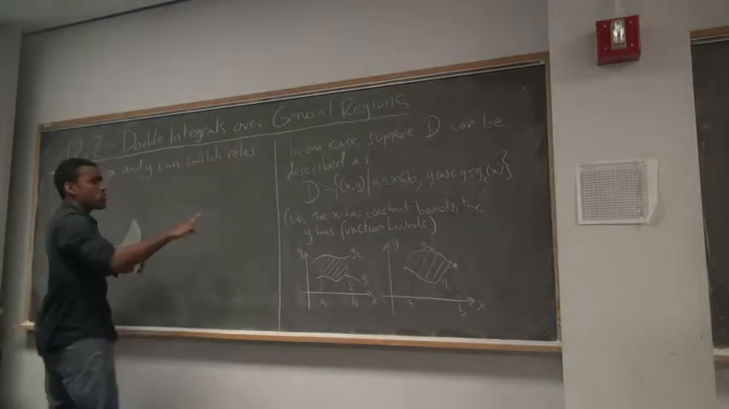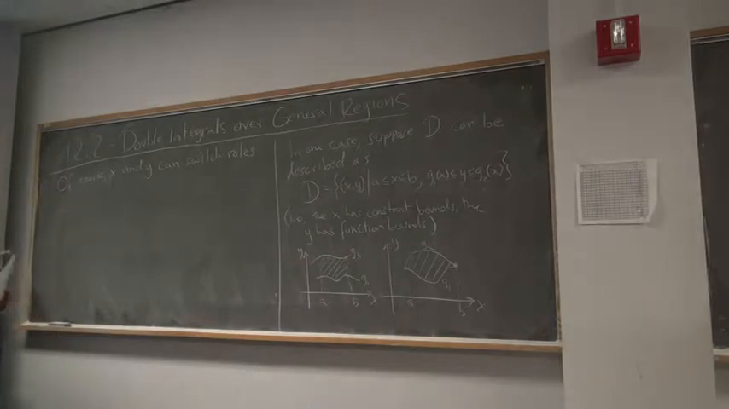And by the way, switching their roles is what we're doing when we're switching the limits of an integral. Right? In 12.1, it was easy. There were constants. You could switch them as you please. But here, it's actually a little bit more complicated.